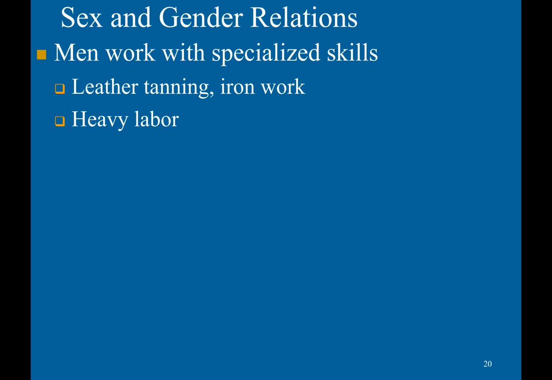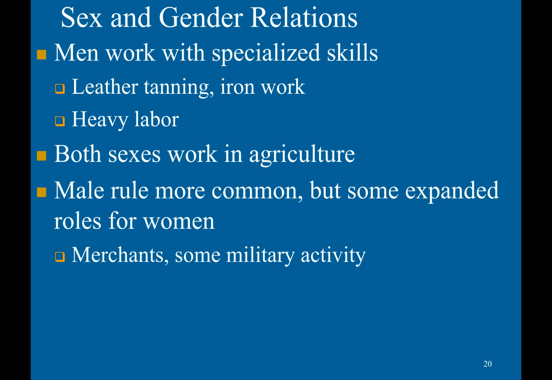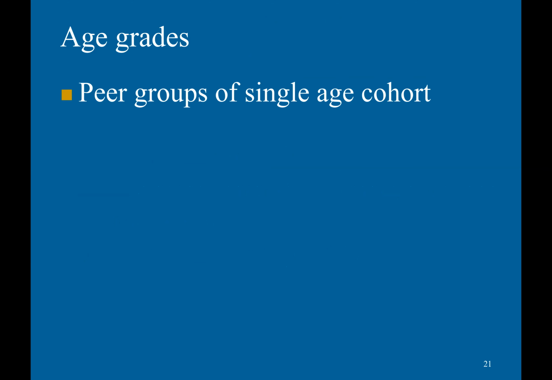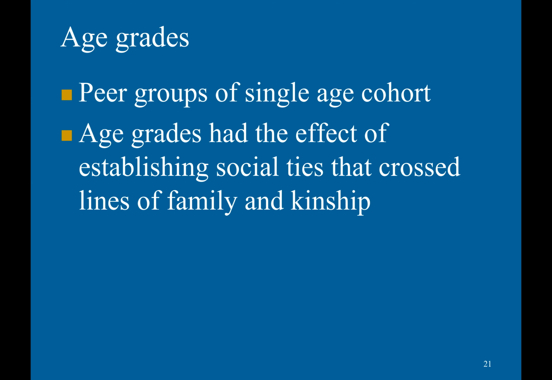Men worked in specialized skills, such as livestock-tending, ironwork, and heavy labor. Both sexes contributed in agriculture. Male rule proved more common, but there were some expanded roles for women, such as merchants and some military activity. This is thanks to the fact that Islamic norms for women were slow to penetrate African society. You also had something unique to Africa, the creation of age groups, with peer groups of a single age cohort. Age groups had the effect of establishing social ties that crossed lines of family and kinship.